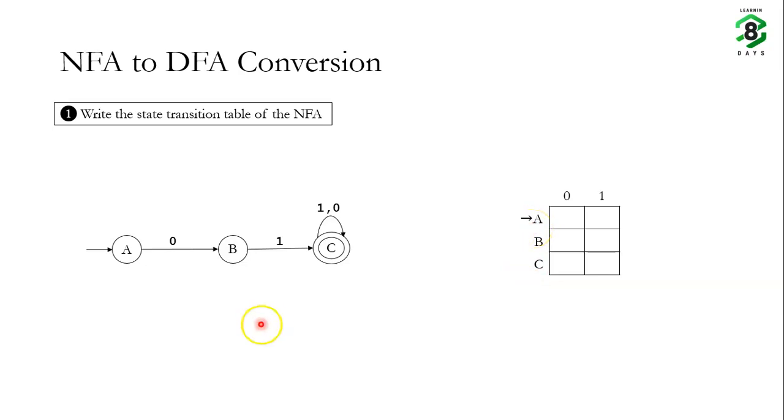On state A with input 0, the NFA goes to state B. On state A, there is no transition for input 1. On state B, there is no transition for input 0, but on input 1, the NFA goes to state C. On state C with input 0, the NFA remains in state C, and on input 1 also, the NFA remains in state C. So this is the state transition table of this NFA.